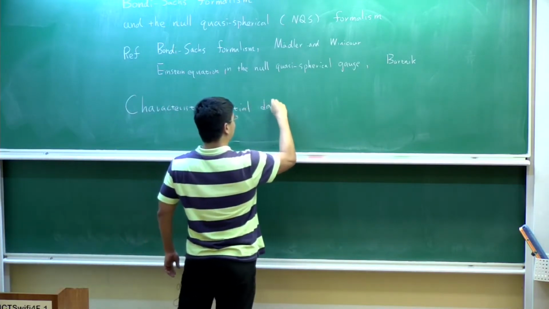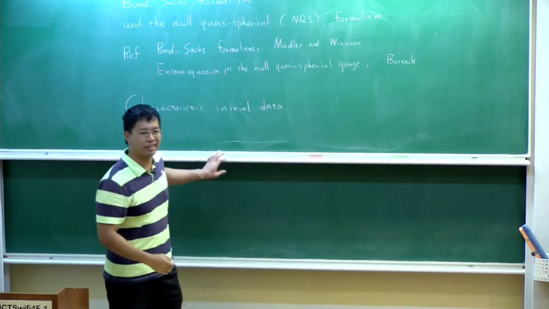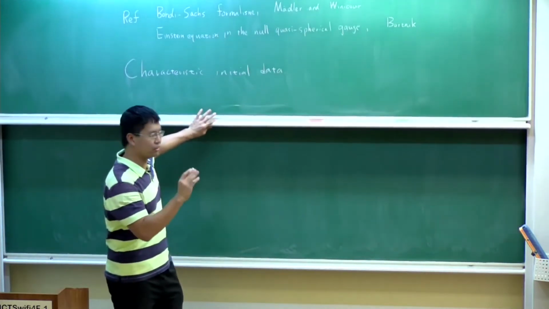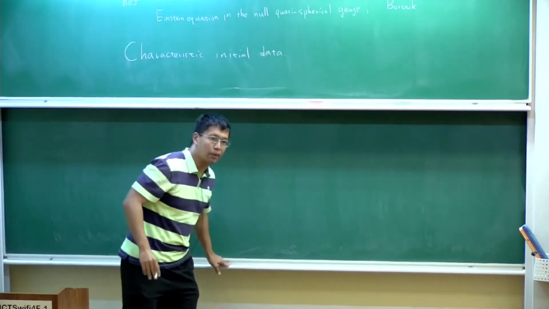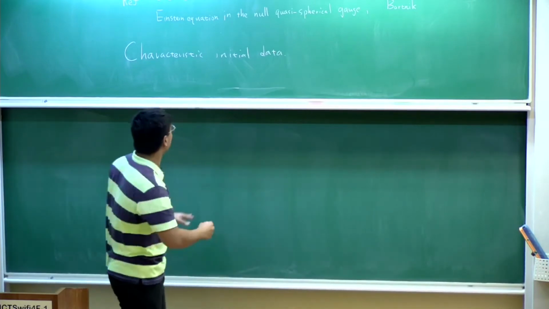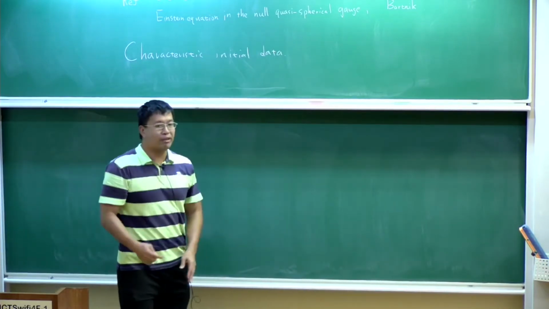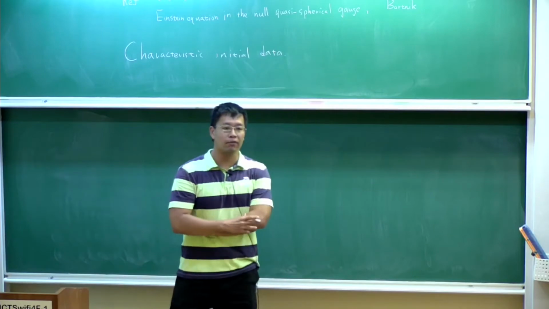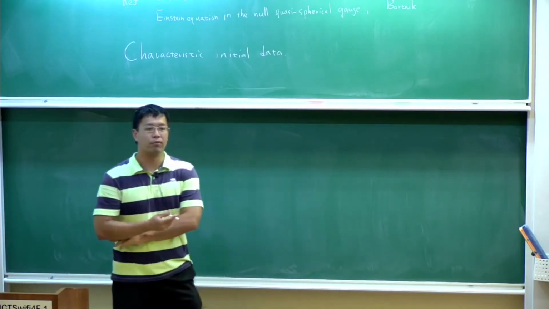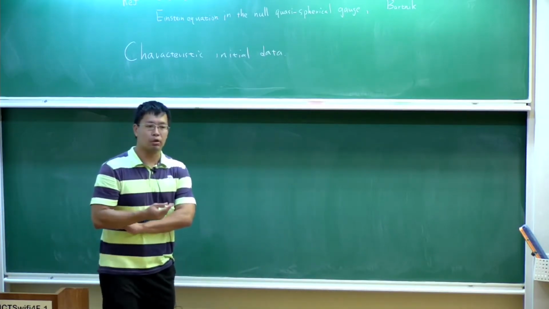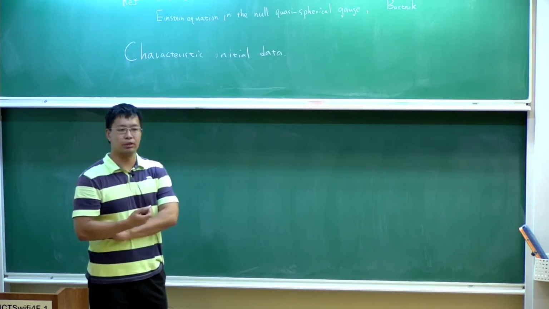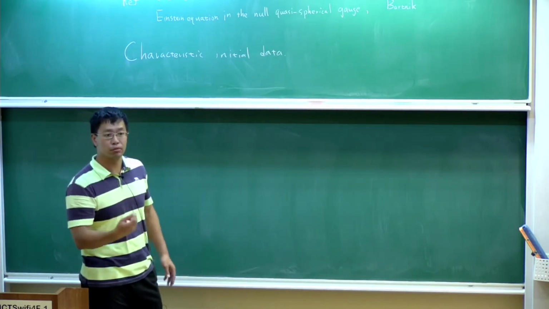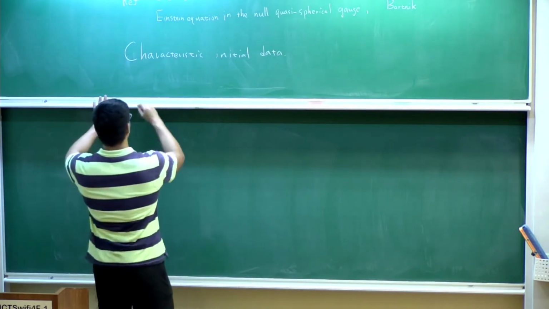Let me just spend maybe a couple minutes on characteristic initial data for wave equations. Although we have seen the boundary stacks formalism, let's talk about this quickly. For a wave equation, there are typically two types of initial data we can formulate: Cauchy initial data and characteristic initial data.